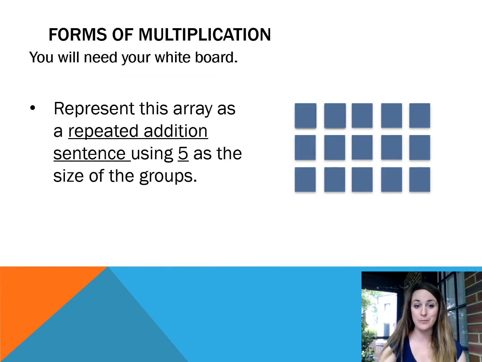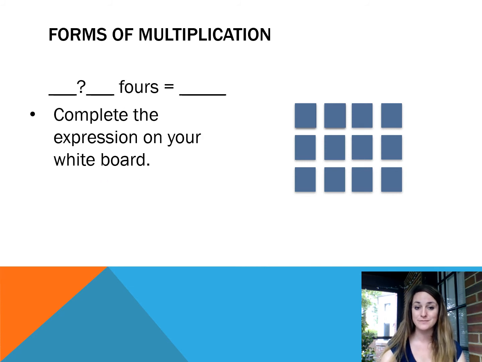You will need your whiteboard. Represent this array as a repeated addition sentence, using 5 as the size of the groups. 5 plus 5 plus 5 equals 15. How many 4s do we see in this array? Complete the expression on your whiteboard. Unknown 4s equals unknown. 3 4s equals 12.